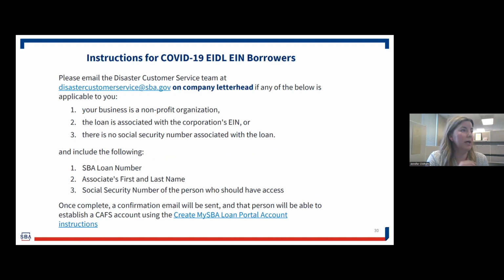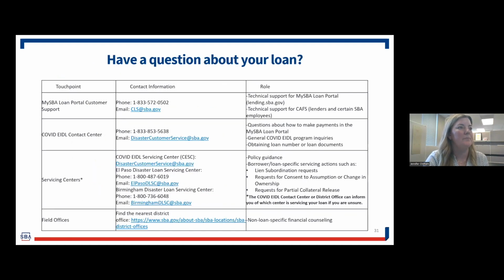I'm going to skip this slide. This is for those nonprofits who do not have an individual social security number associated with their loan, or if you're a business. There were some businesses that applied with EINs only and didn't actually end up with a social security number attached. So this is just telling you to email that to your servicing office and ask them to add that to your account so you can sign up.